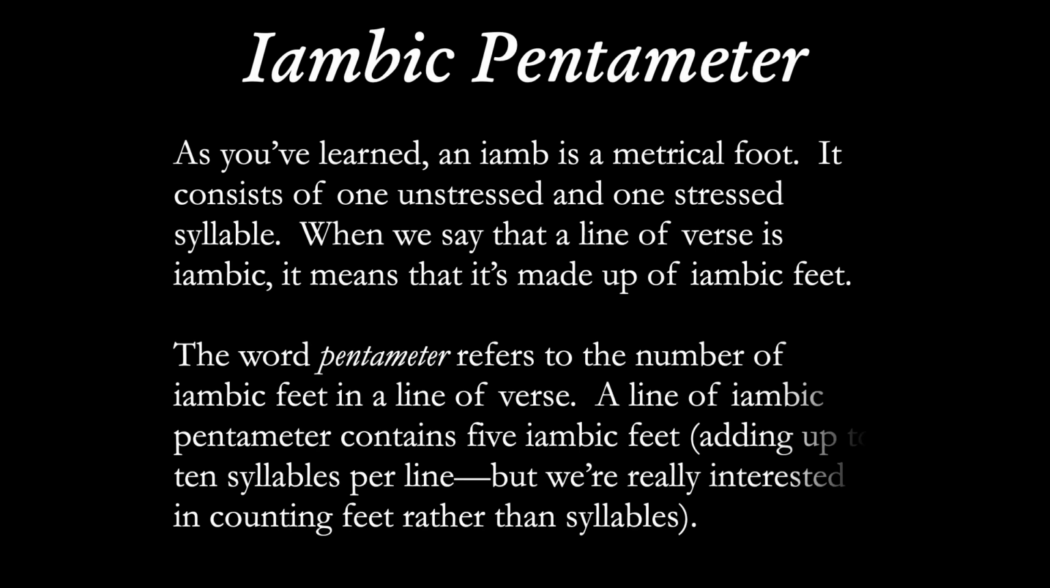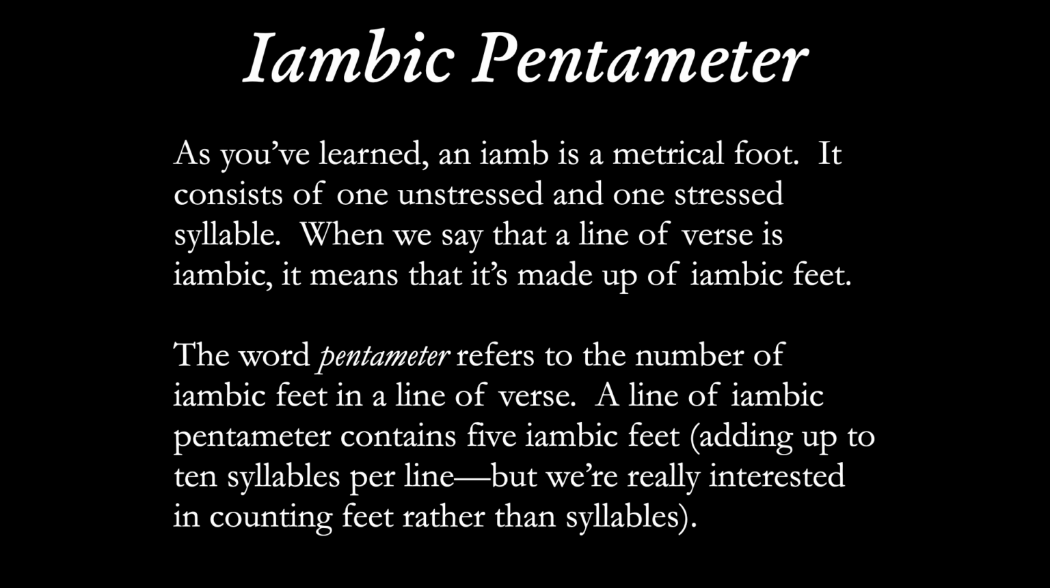Now that we've learned what the rules of iambic pentameter are, let's see how Shakespeare breaks those rules. As you've learned, an iamb is a metrical foot. It consists of one unstressed and one stressed syllable. When we say that a line of verse is iambic, it means that it's made up of iambic feet. The word pentameter refers to the number of iambic feet in a line of verse.